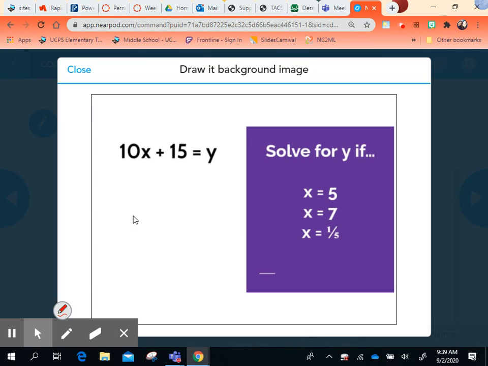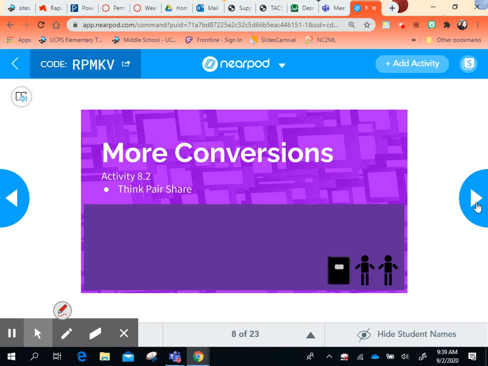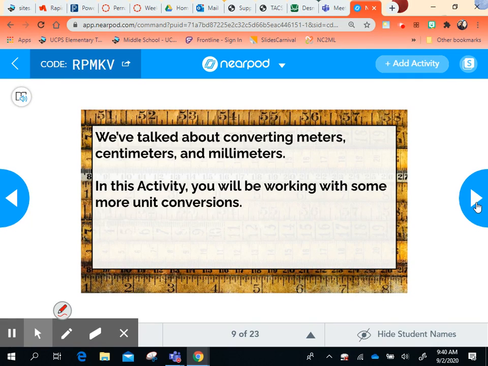Okay, so when we do x equals 7, what did we get? We got 85. And then for x equals 1/5, we got what? 17. Good. Okay, so that was just to warm our brains up, because we're going to need to know that skill to get some things done today.